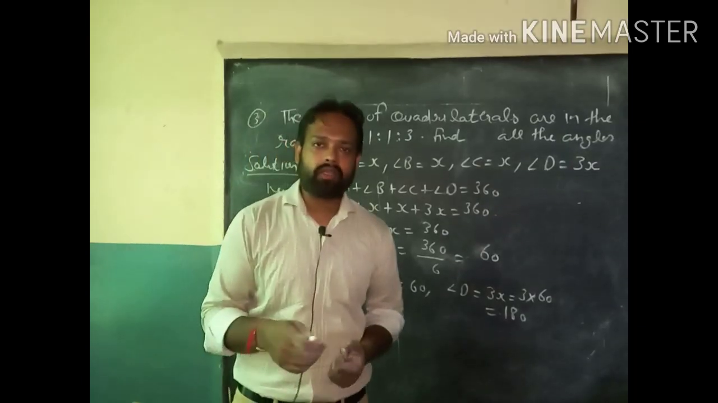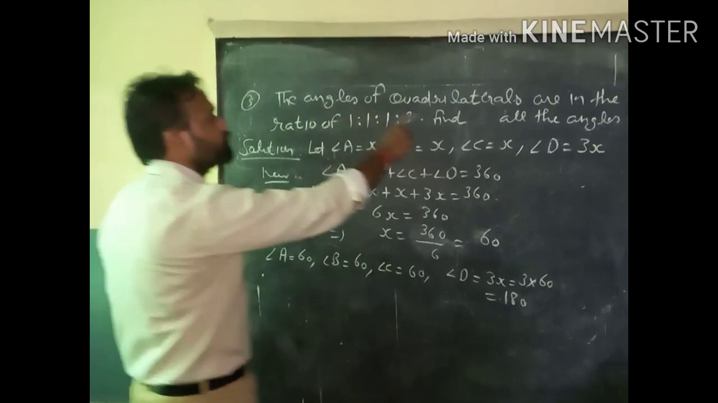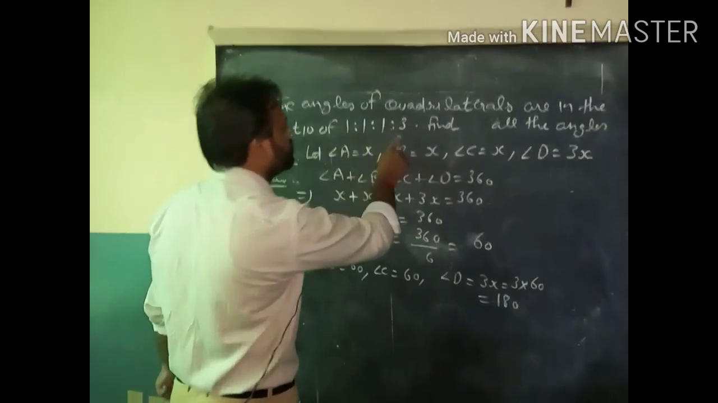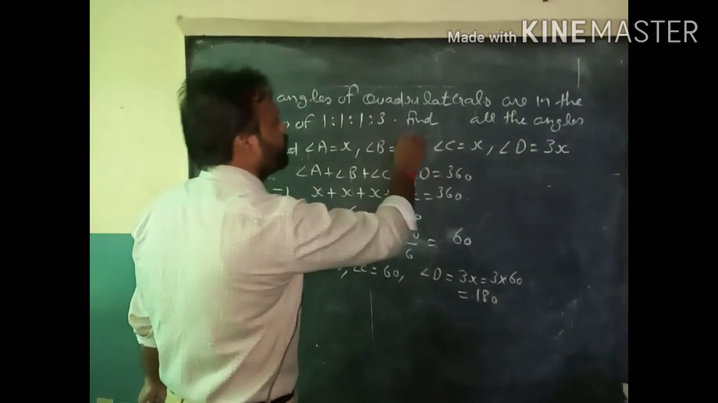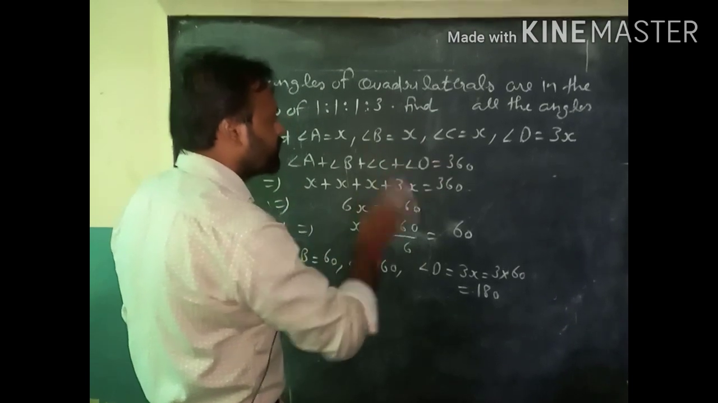So okay students, now you can see it's the third sum. First of all, read the statement. The angles of the quadrilateral are in the ratio 1:1:1:3. This means the ratio of the angles is given to us. In this case, find all the angles. Its second part also has a question, which I will also discuss.